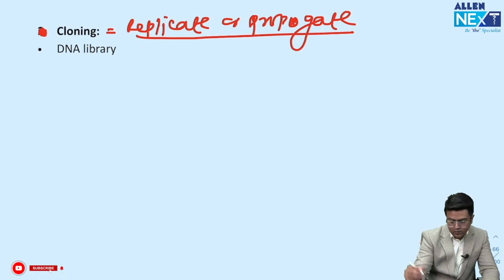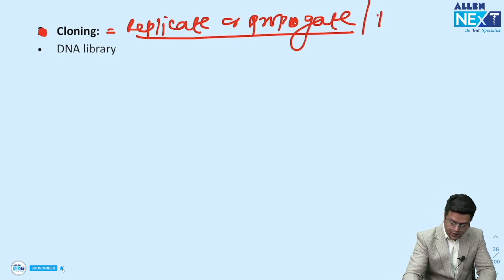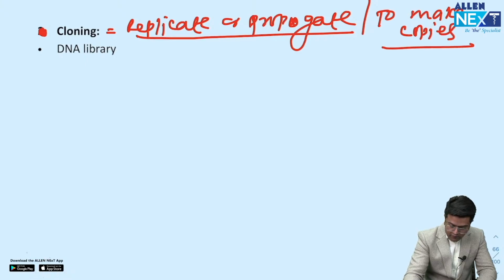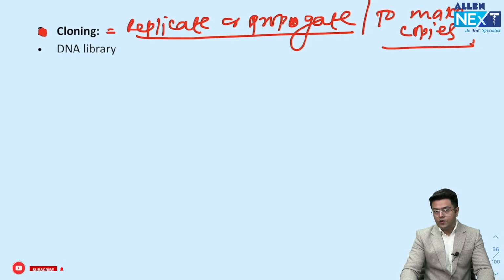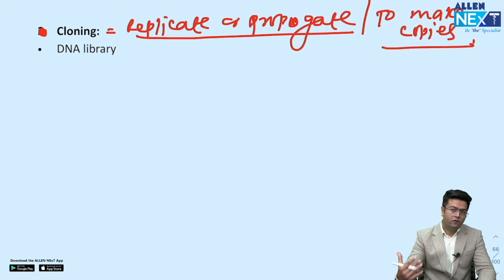Fine. Okay, to make copies, right? To make copies. Because before PCR was invented, we had this process only to make copies of DNA. Still it is used, though it is a laborious process, but it is a safer process because in PCR we use a lot of heat.